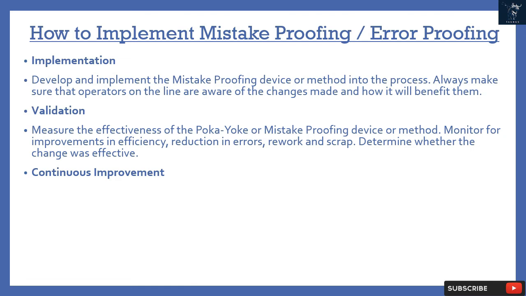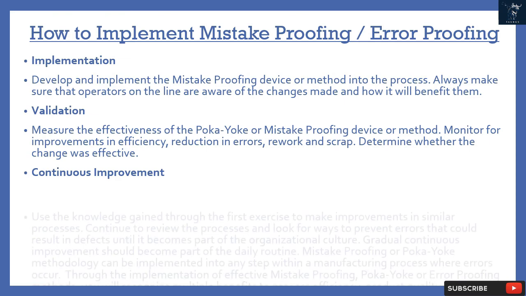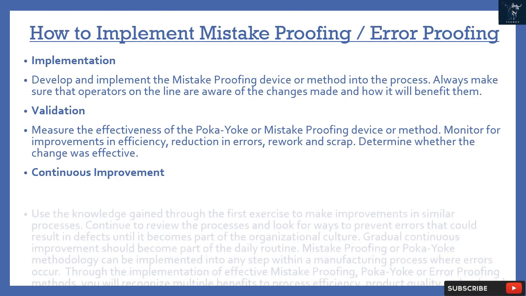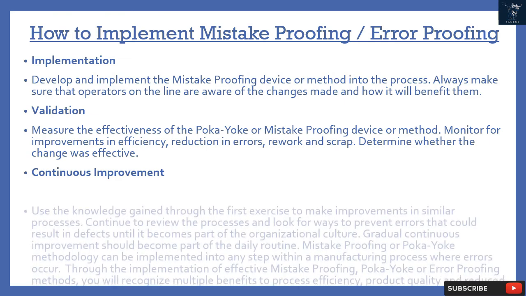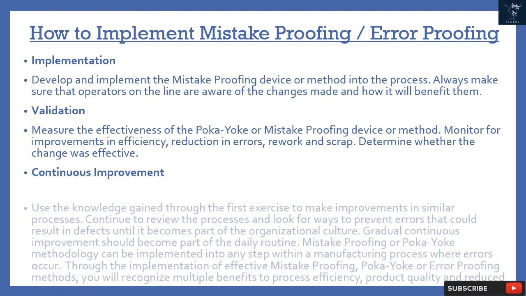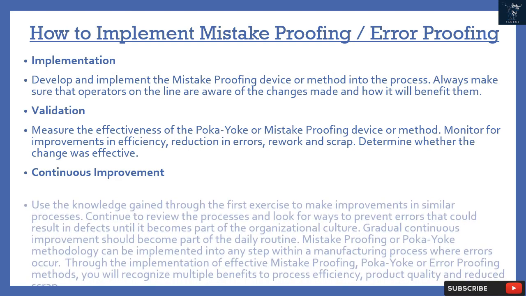Mistake-proofing or Poka Yoke methodology can be implemented into any step within a manufacturing process where errors occur. Through the implementation of effective mistake-proofing, Poka Yoke or error-proofing methods, you will recognize multiple benefits to process efficiency, product quality, and reduce scrap.